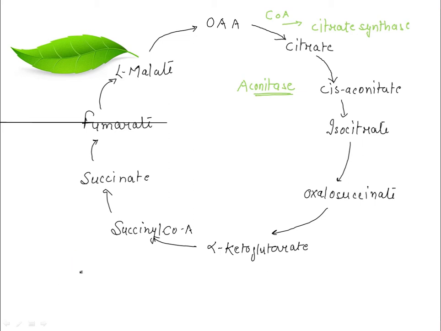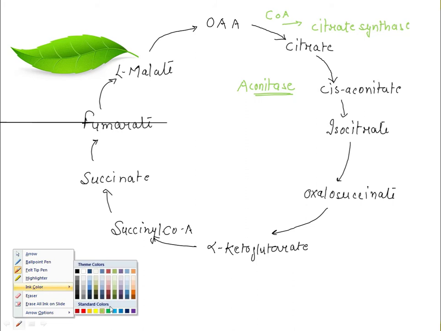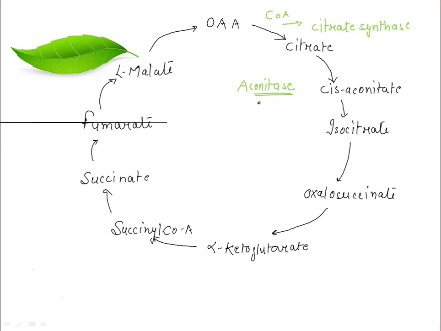So you can write here that aconitase works for the two reactions. In one, dehydration occurs, where cis aconitate is formed, and after that hydration occurs, where isocitrate is formed.